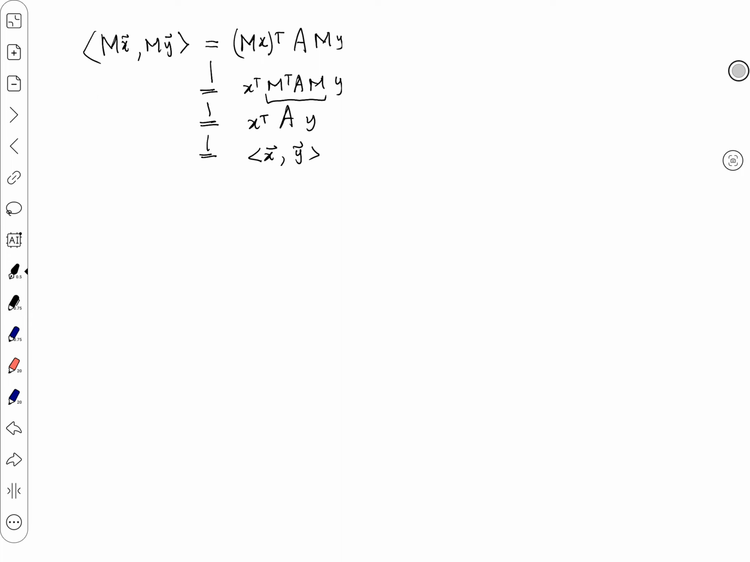So again, indeed, if you require M transpose A M equals A, this implies that this matrix transformation preserves the inner product, which is given by this.